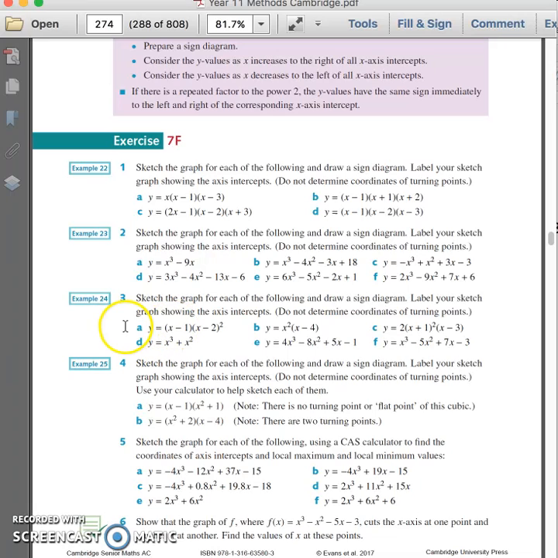Question 3, a similar process to question 2, except for it's wanting you to look out for these repeated factors, which you should know about now. So when we have a squared factor, it is going to touch on the x-axis rather than go through. Okay, so that'll impact your graphing, and you can see example 24 for any extra help with that if you need.